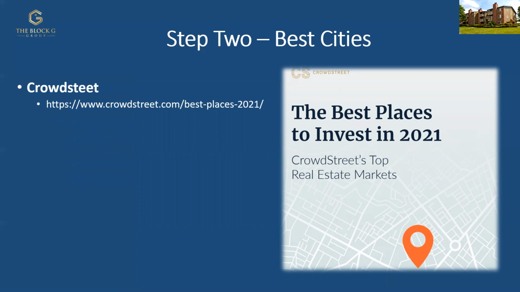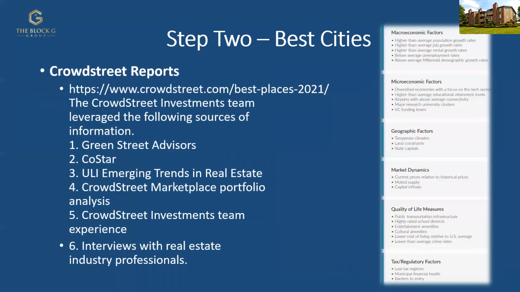And the one thing I like about this is it gives you different criteria, right? On the far right-hand side of the screen, you can see as they go into the macro factors, they go into the micro factors, they go into geographic factors, market dynamics. So it gives you a different look than best places, or best cities. It gives you a different feeling, and also pulls from different reports, calls from the Green Star Advisors, pulls from CoStar. It gives you different information.